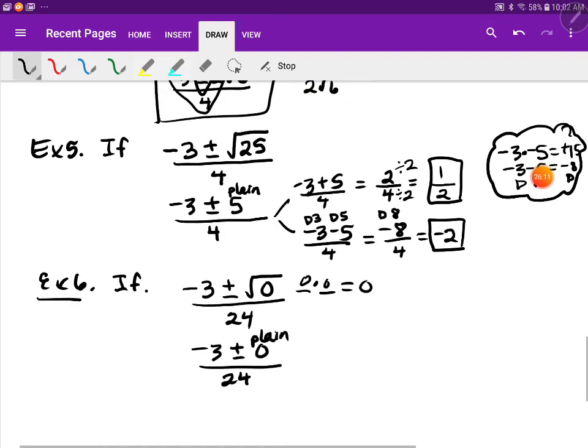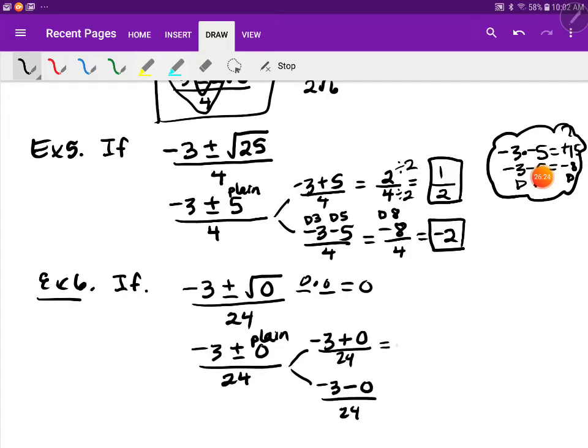Now at this point, sometimes people like to reduce, but if you did reduce, you'd have to use hard simplifying. So I don't reduce here. I do +0, and then I do -0, and I put them both over 24. -3/24, -3/24. Oh, look, I got the same answer twice. Later on, when we do discriminant, this is called a repeated solution.